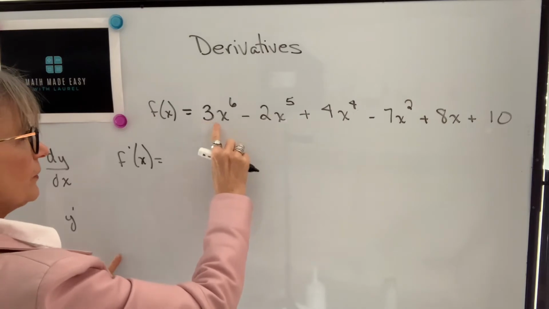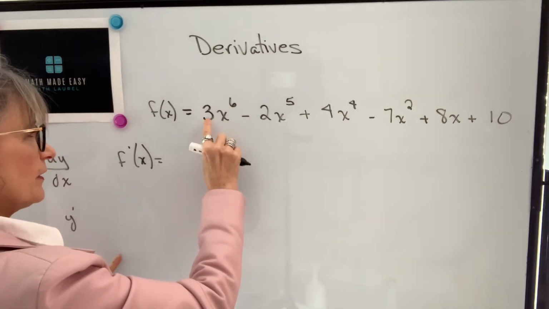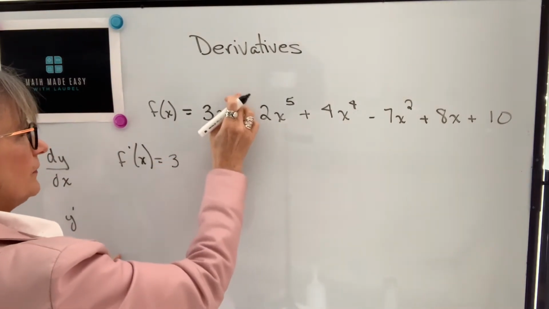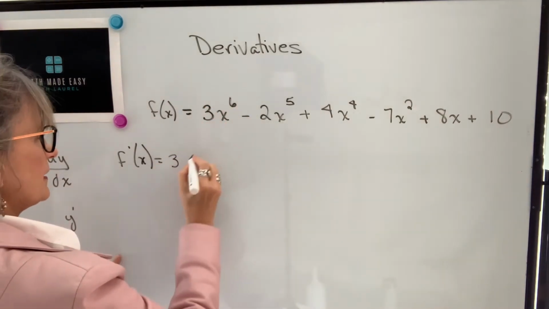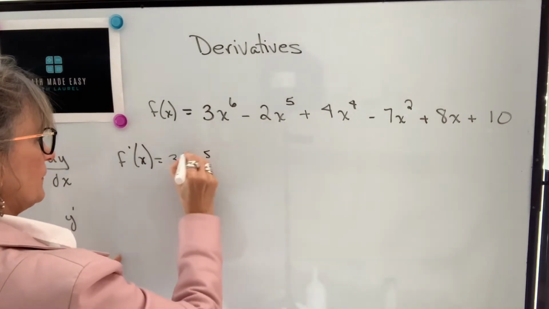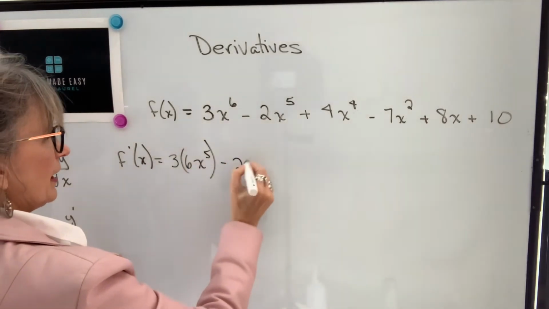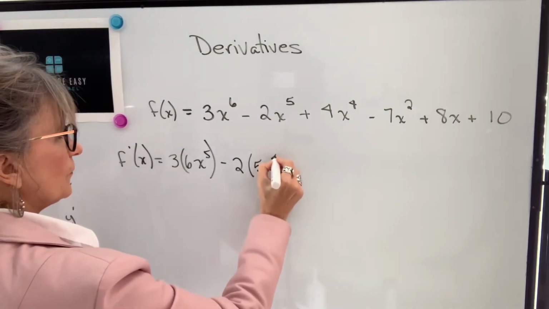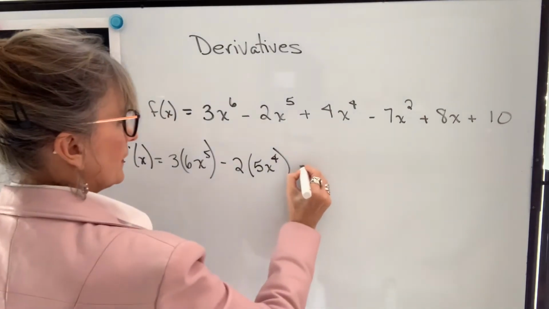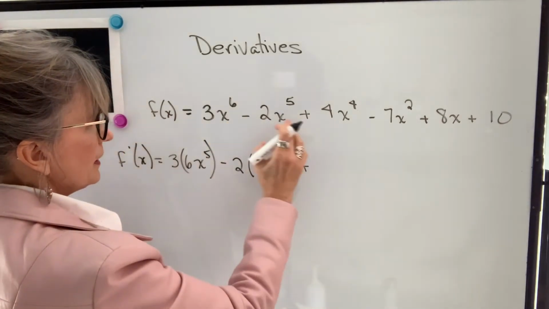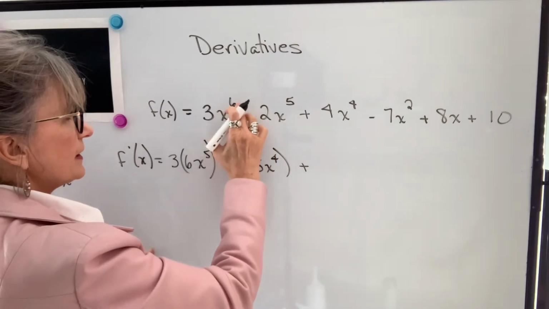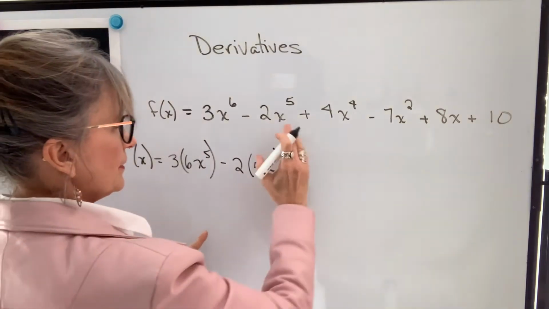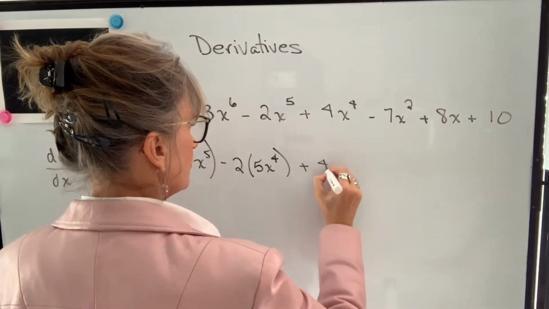So when I find the derivative of each term, remember the derivative of a constant times a function of x is the constant times the derivative of a function of x. So the derivative of x to the 6th will be 6x to the 5th. Minus 2, the same thing here. The derivative of x to the 5th will be 5x to the 4th. With both of those, the rule is if you have x to the n, the derivative will be n times x to the n minus 1.